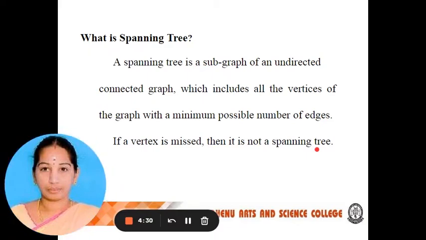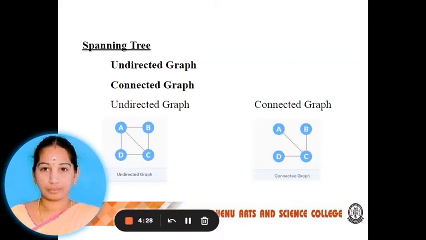Before we move on to spanning tree, we need to know two types: one is the undirected graph, and the other is the connected graph. Here is an example of an undirected graph: A, B, C, D are the vertices, and these lines are edges. In this structure, A to B or D to A doesn't represent any direction, so we call it an undirected graph.